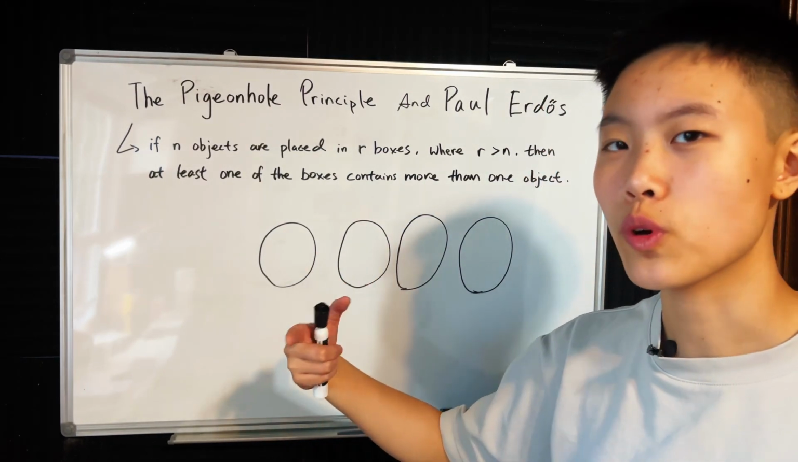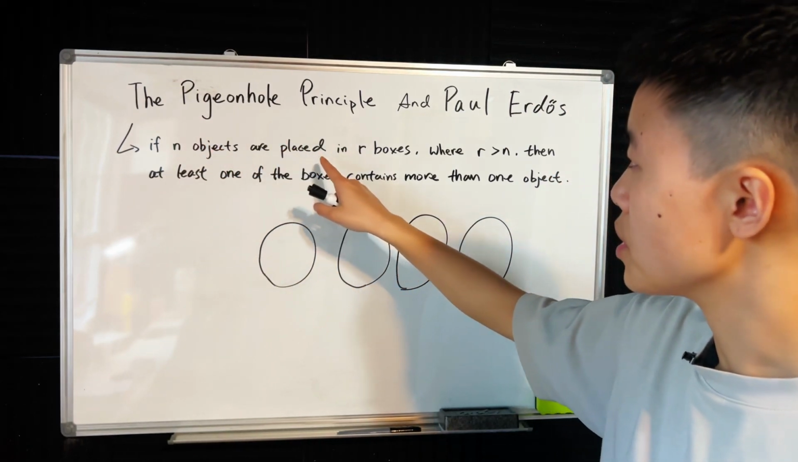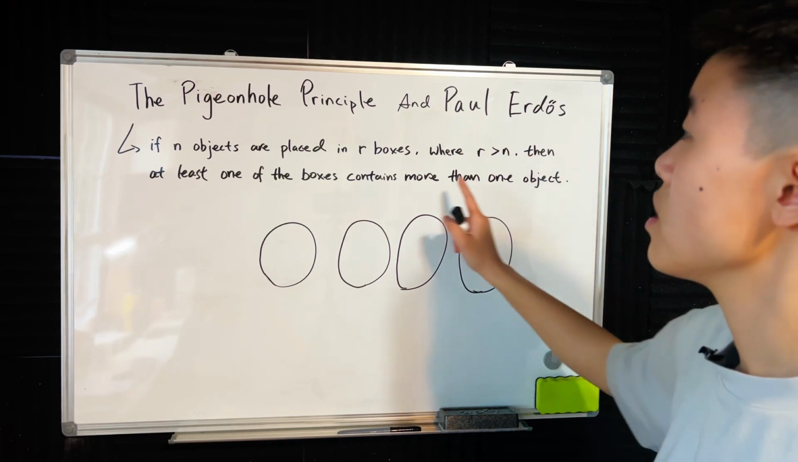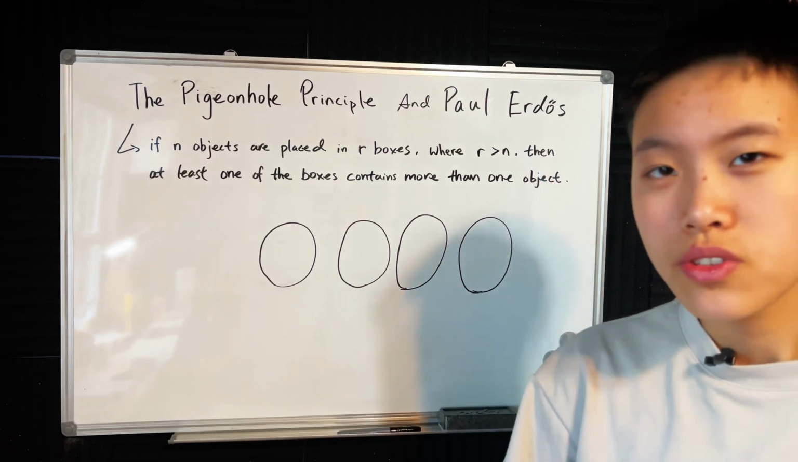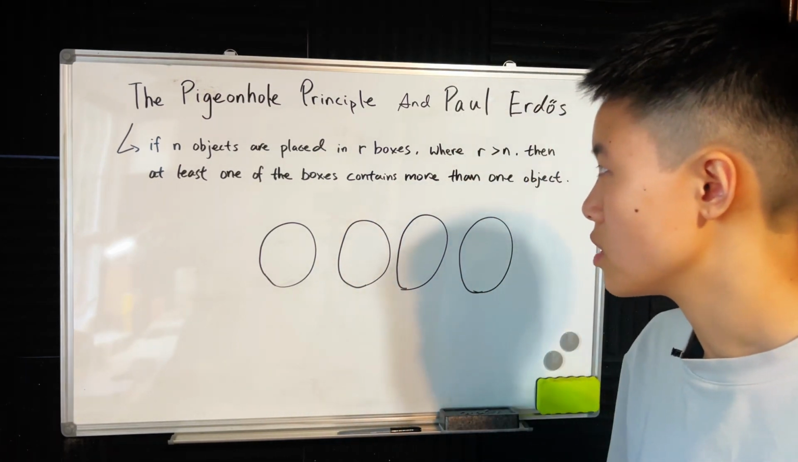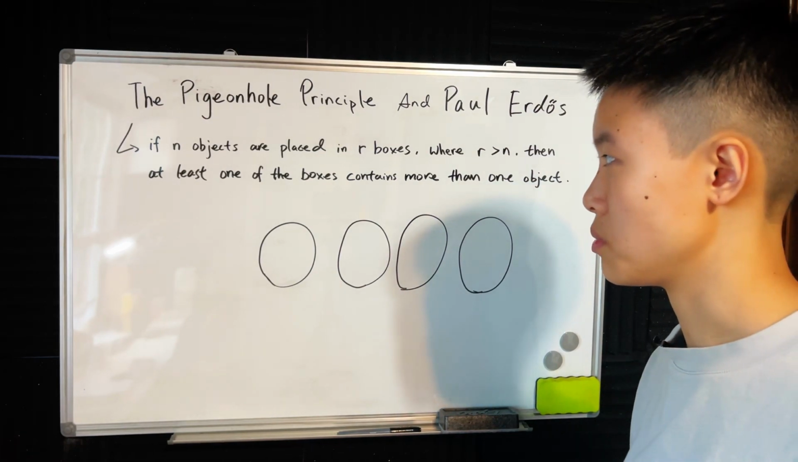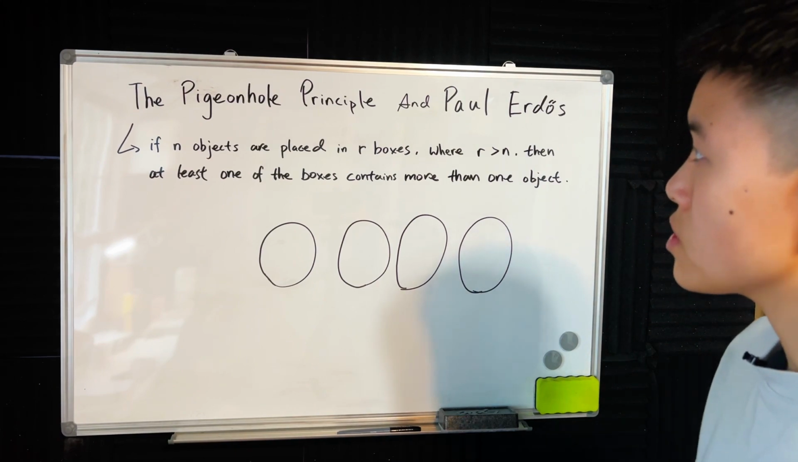In a more formal and general sense, it says if n objects are placed in R boxes, where R is smaller than n, then at least one of the boxes contains more than one object. So this is very intuitive, and I can show you by an example that it's also very self-explanatory. It still needs proof, and the proof is quite easy using contrapositive.